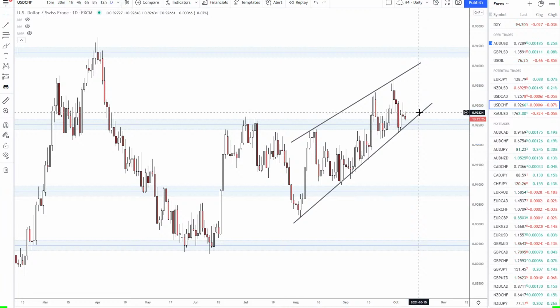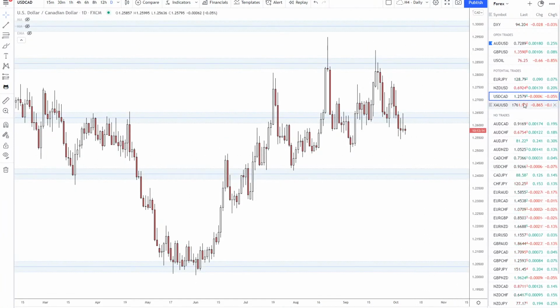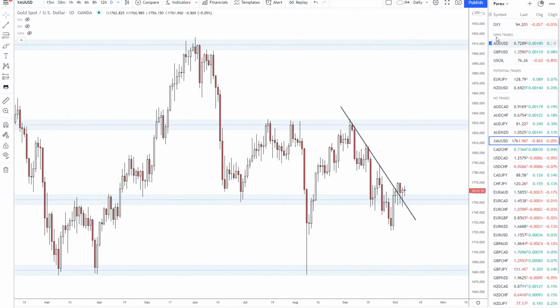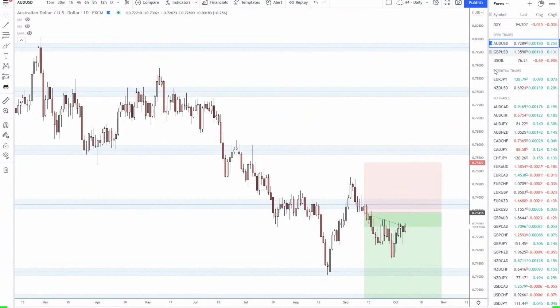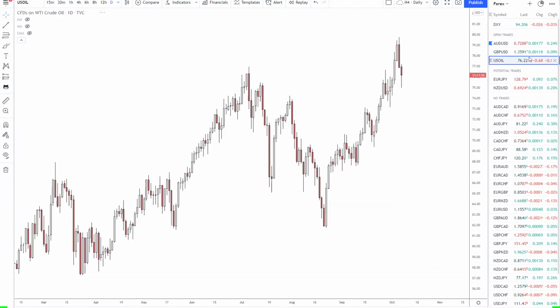Yeah, USD CHF, guys, could be looking for a long here. But it's just very messy. I'm not going to do anything with USD CHF, nor am I with USD CAD, nor am I with gold. So yeah, let's take a look at AUD USD. Maintain that short, not getting out. No reason to get out of this one. GBP USD maintaining that short.